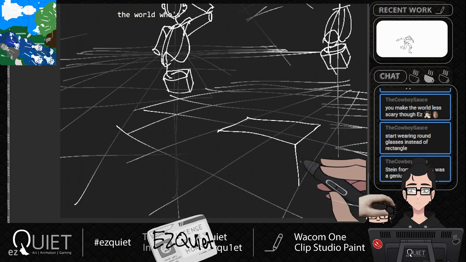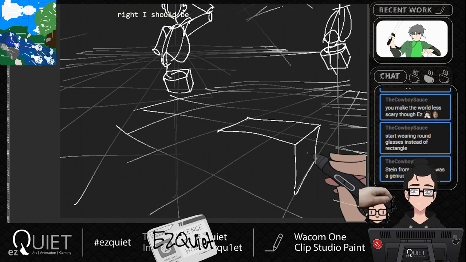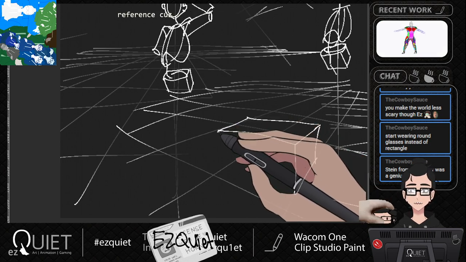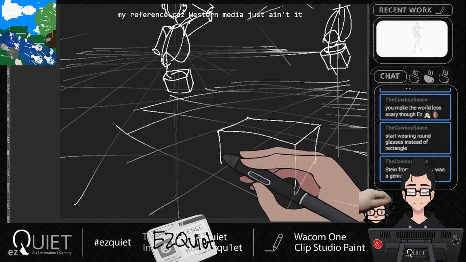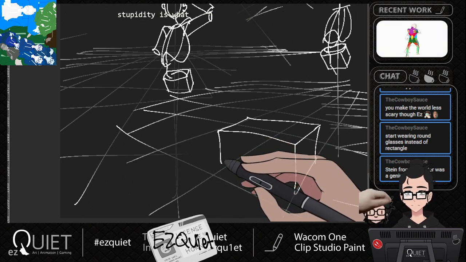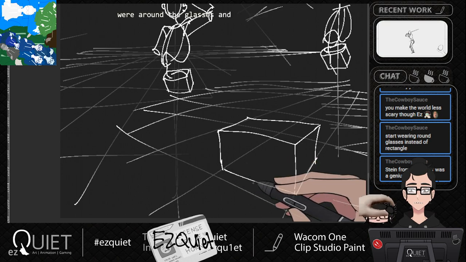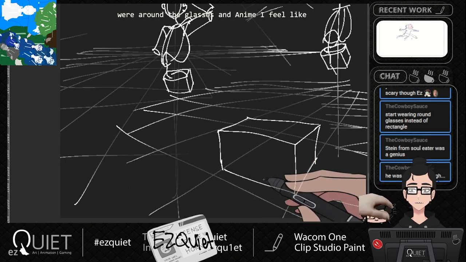Ooh, Stein from Soul Eater. That is a good counter argument. You're right, I should be looking at anime for my reference, because Western media just ain't it. Western media's circular glasses equals stupidity, is what we're finding here. Who else wore rounded glasses in anime? I feel like there's more characters who did than I'm imagining.